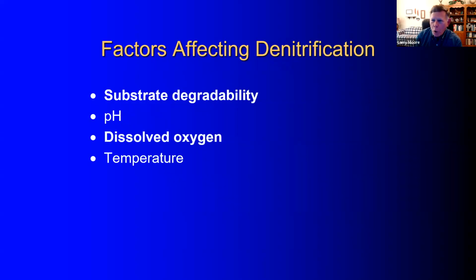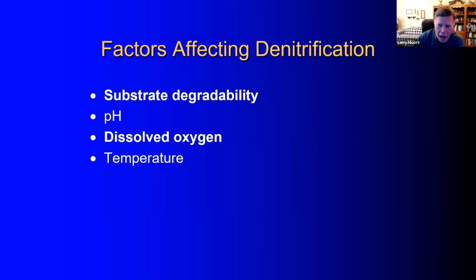Now, what controls the denitrification rate? Well, these are the four factors that primarily control the rate of denitrification when the reactor is anoxic, okay? And you can see I've highlighted substrate degradability and dissolved oxygen because those are by far the two most important. The rate of denitrification, or the rate that the nitrate is converted to nitrogen gas under anoxic conditions, depends on the amount of readily degradable organic substrate in the wastewater. The higher the readily degradable organic substrate concentration, the higher will be the denitrification rate.